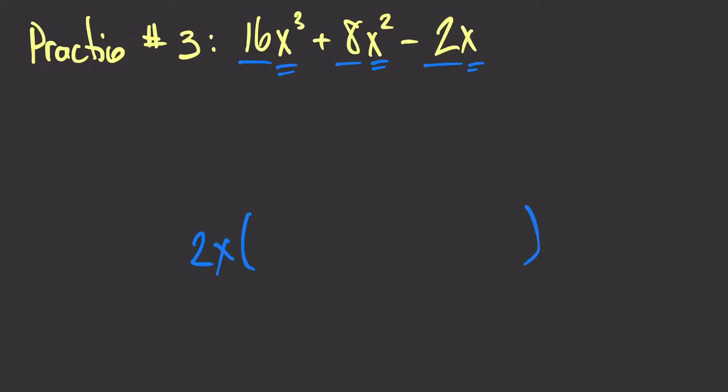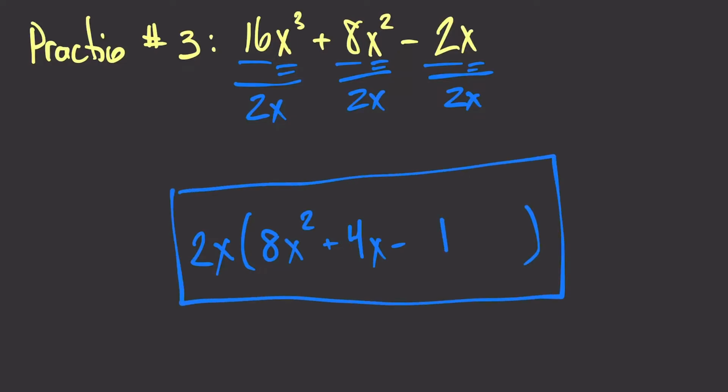Now in the parentheses again, we divide all of these by 2x and put the result in the parentheses. So 16 divided by 2 is 8. X cubed over x is x squared. 8 divided by 2 is 4. X squared divided by x is x. And remember here, 2x divided by 2x is actually a 1. You must include that in the answer.